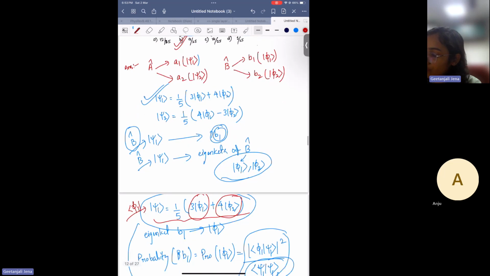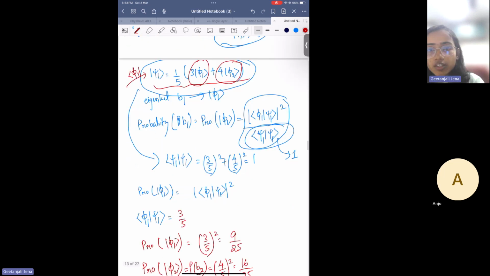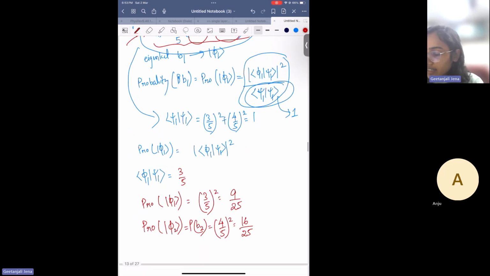So in this kind of problem, when they are asking about the probability of an eigenvalue, what you have to do is first express the initial state in terms of the eigenstates of the observable which is acting on this state. Then find out the eigenvector corresponding to this eigenvalue. From that, you can find out the probability of getting that eigenvector.